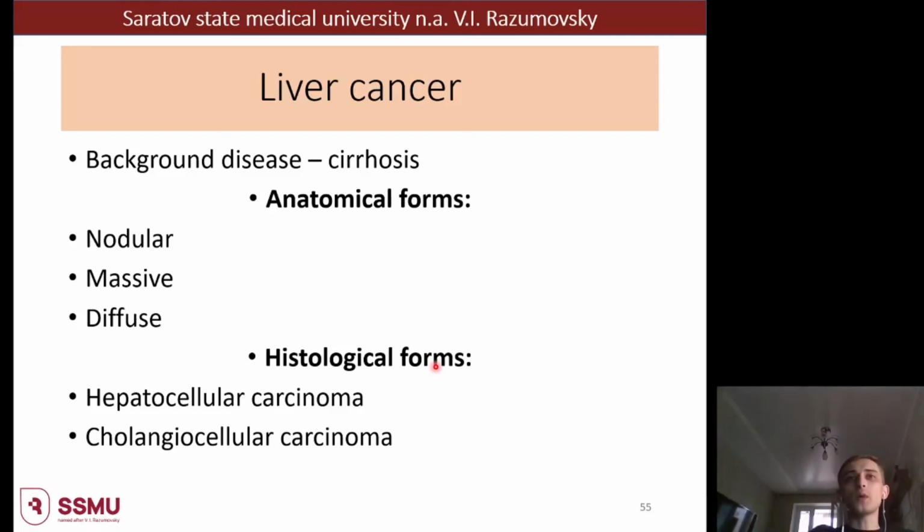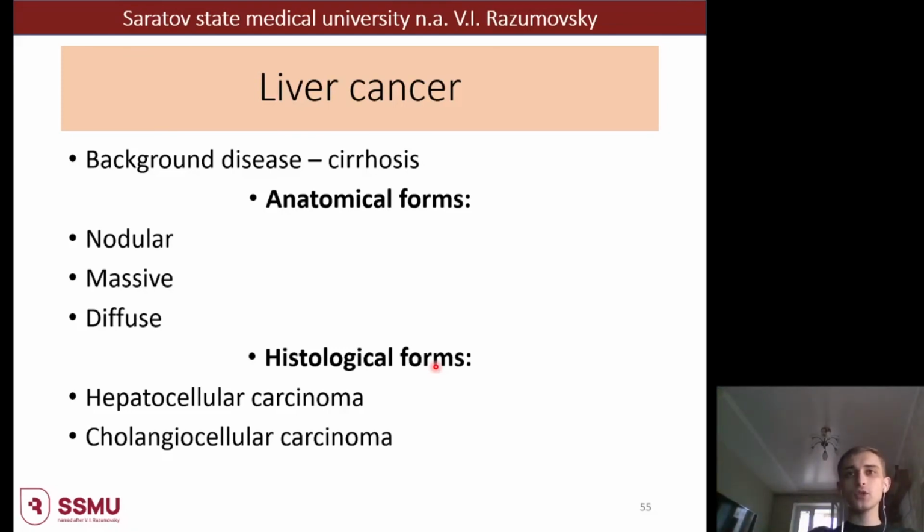Anatomical form of this disease may be nodular, and in case of nodular form, we can see formation of tumor node something about 5 or 4 centimeters in diameter. In case of massive type of liver cancer, we can see formation of a lot of nodes here, and in case of diffuse injury, we can see involvement of all the surface of the liver, and it looks like cirrhosis, and it's really difficult to find diffuse cancer macroscopically. We should do histological examination, and only according to the result of it we may make a correct diagnosis.